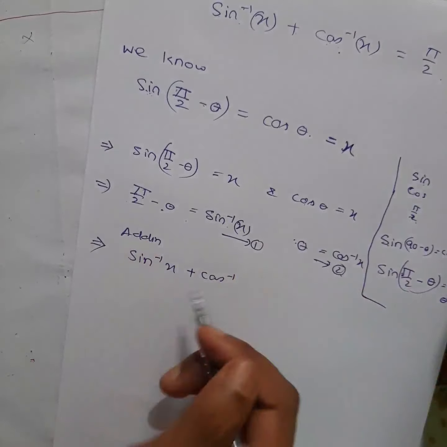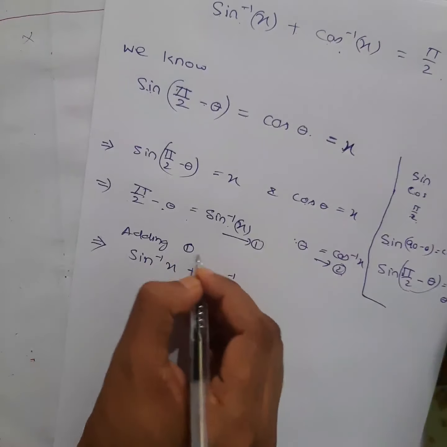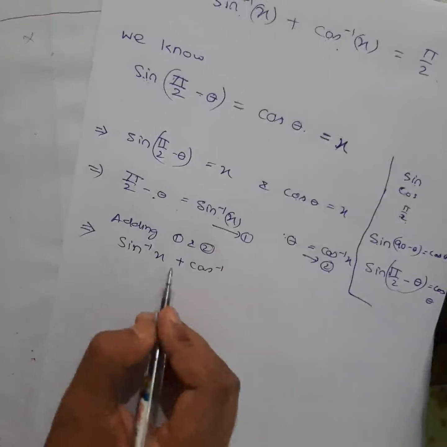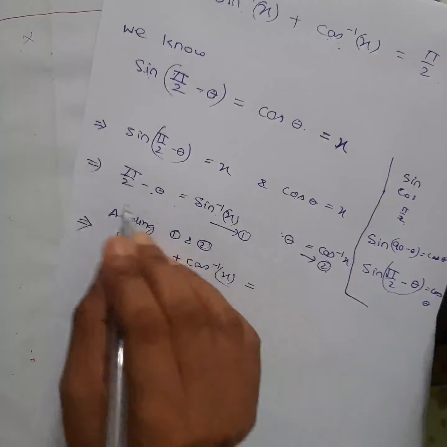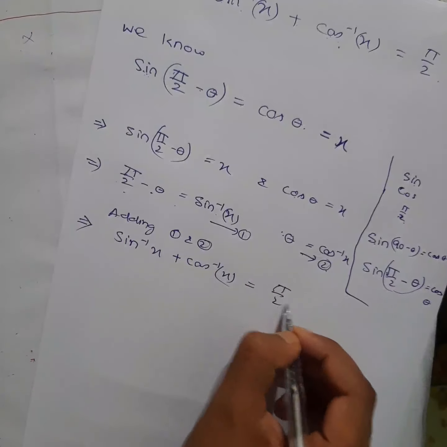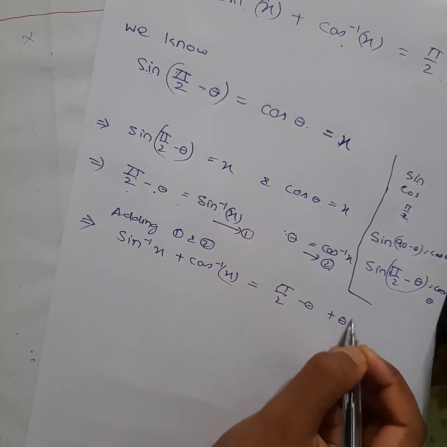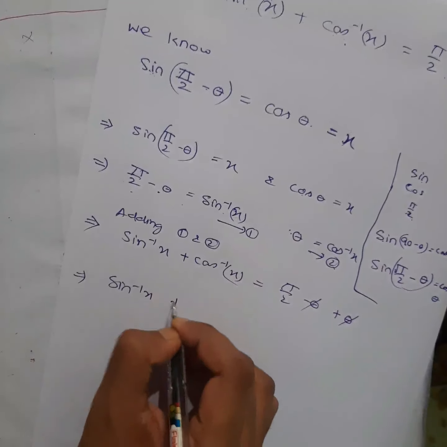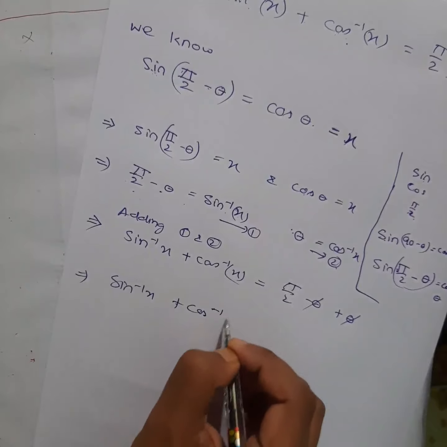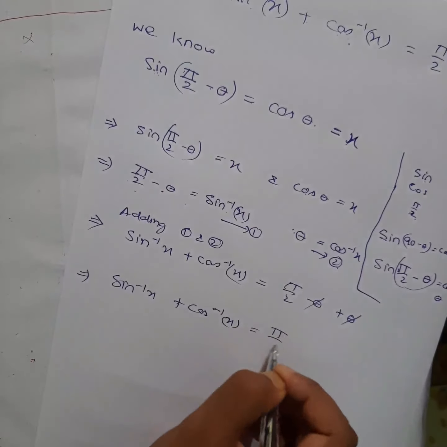You don't need the proof for the exam. Again I repeat, adding 1 and 2: what do you get? On one side, sine inverse x plus cos inverse x. On the other side, pi by 2 minus theta plus theta, so theta is gone. So you get sine inverse x plus cos inverse x equal to pi by 2.